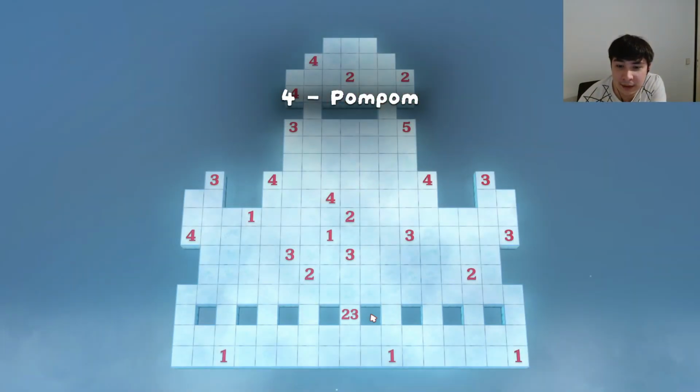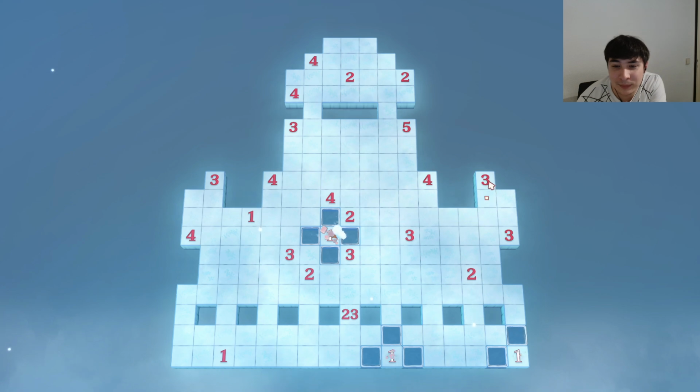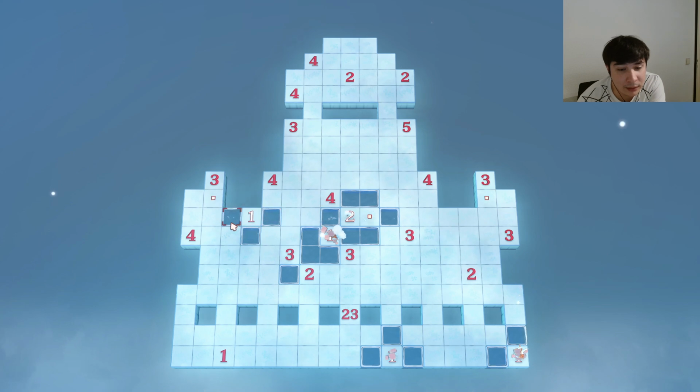Perfect. Okay, this is pretty big. There's a 23 clue over here. Let's just do this step by step here. Besides the 23 clue, which is pretty big, there's a lot of small clues and a lot of small interactions. I can see these 3s over here.